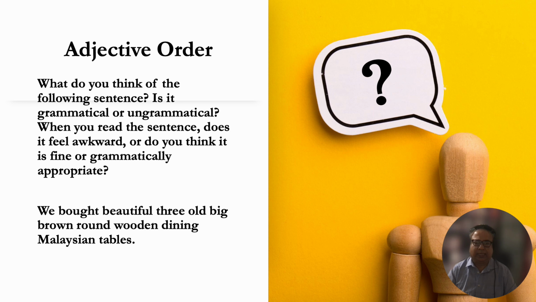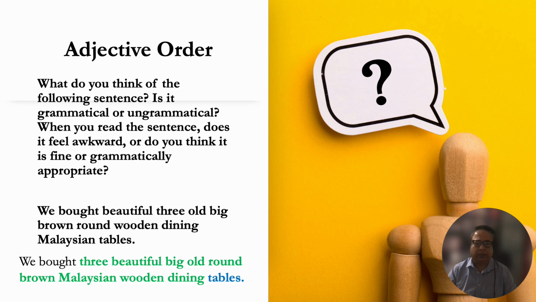What's adjective order, you ask? I need you to look at the sentence below. We bought beautiful 3 old, big, brown, round, wooden dining Malaysian tables. What do you think of the order in which the adjectives are arranged? Beautiful first, then 3, and then old, big, brown, round, wooden dining Malaysian tables. So there is a specific order in which adjectives are arranged.